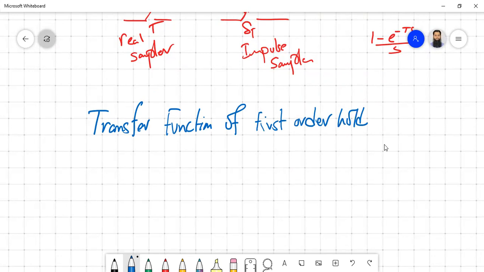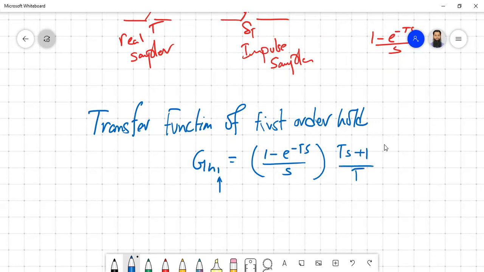Okay, so let's write the equation first, GH1. Here 1 stands for the first order hold, and it is 1 minus e to the power minus Ts by s, then Ts plus 1 by T. Okay, so how to derive this one? It looks a bit complicated. Let me just check whether I have correctly written the transfer function or not. Actually, yes, that should be a squared term. So this is your transfer function.